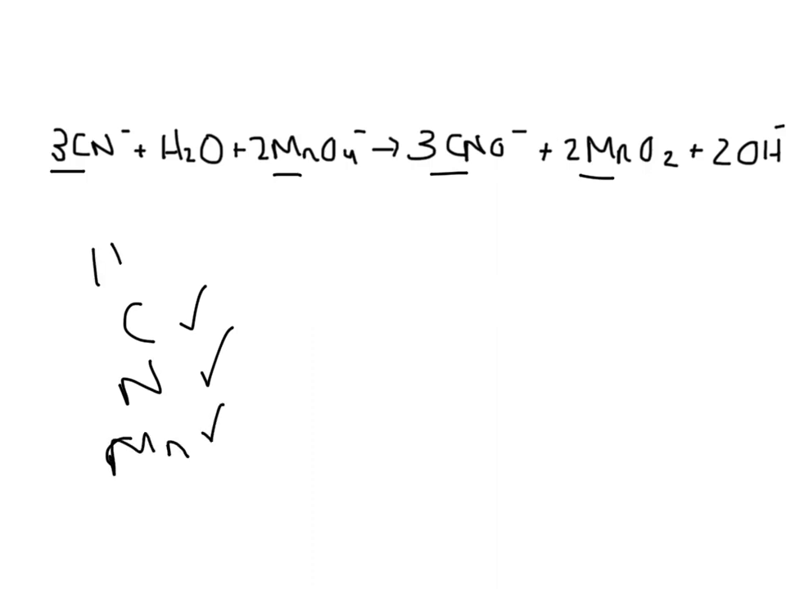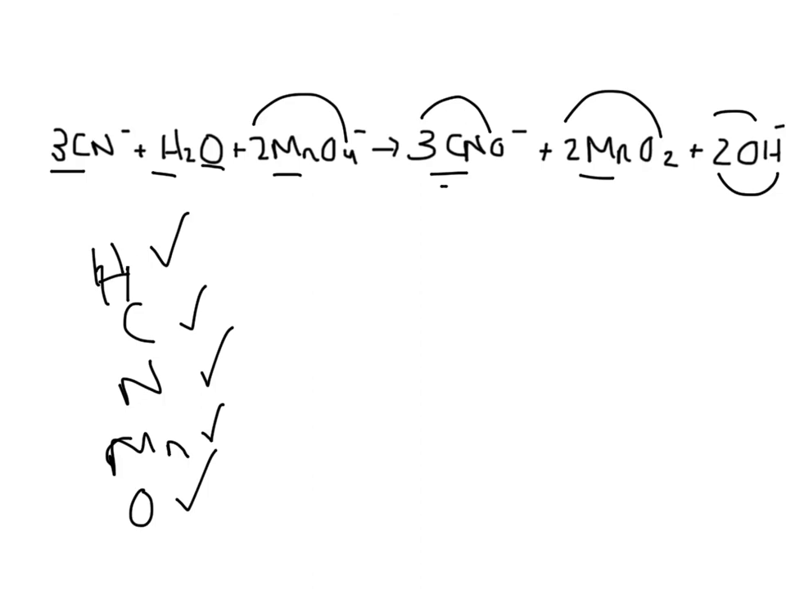I have hydrogen and oxygen left. For the hydrogens I have 2 on this side, and 2 on this side, so hydrogens are good. For oxygens I have 2 times the 4 here plus 1 is 9, so I should have 9 on the product side. Let's cross our fingers. I have 3 here, plus 4, so 7, plus another 2 is 9. We are atomically balanced.